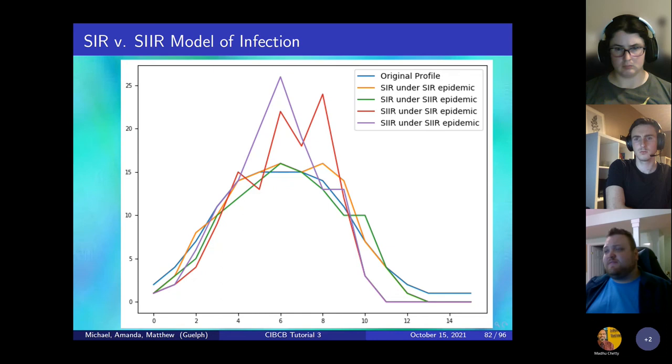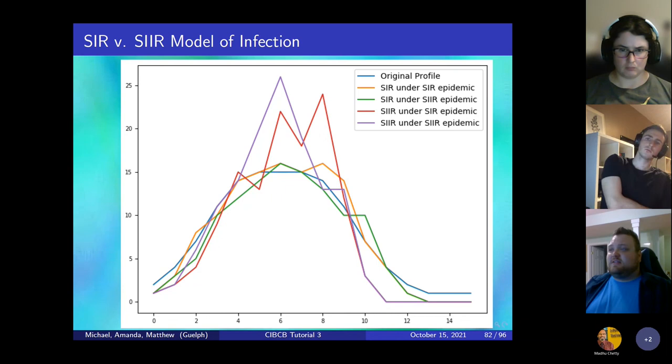And then we have the red and purple, which were evolved under the SIIR model. And there is a bit of a jump in the red one to the right. So when it undergoes the SIR epidemic under the SIIR model, it takes a bit longer to get to the hump because people are sick for one day instead of two. But both of them far overshoot the hump. It's not close to it, obviously, as you can see.